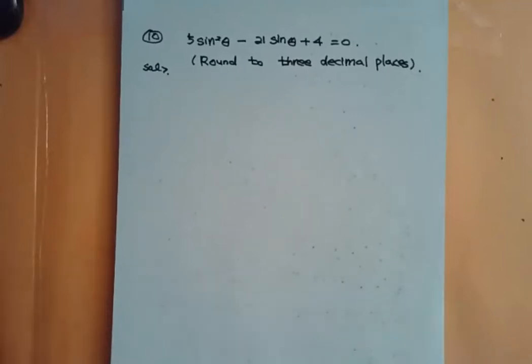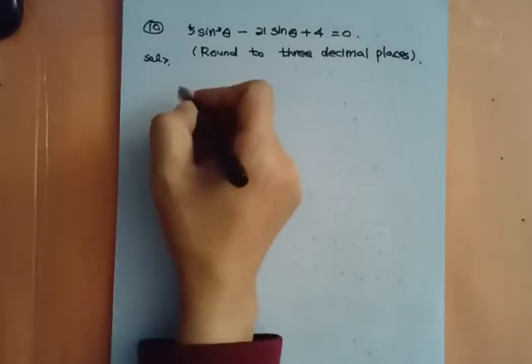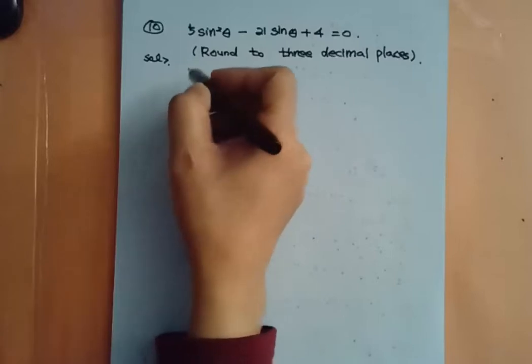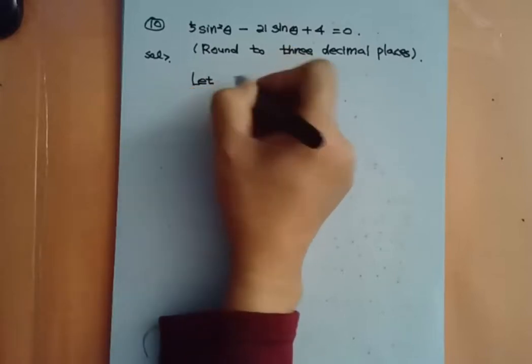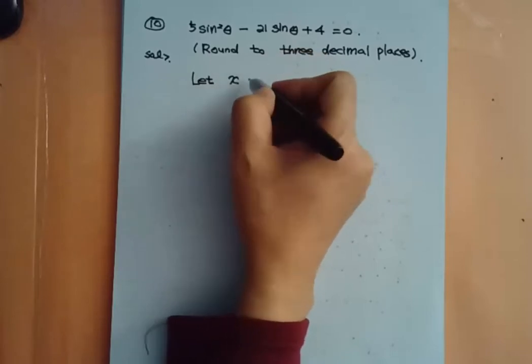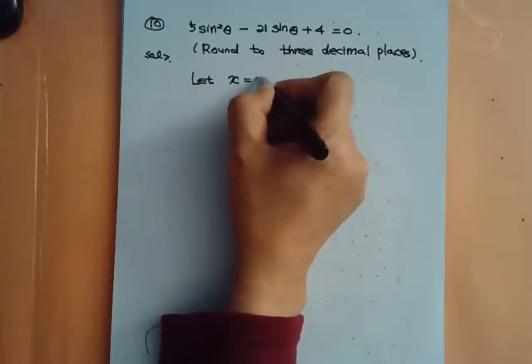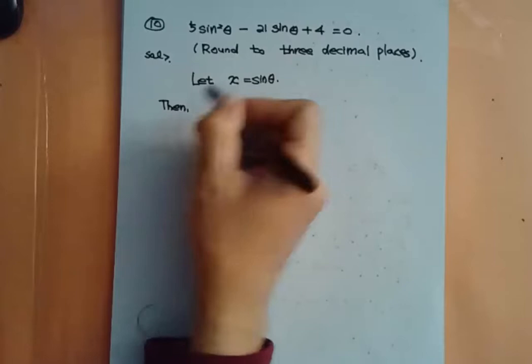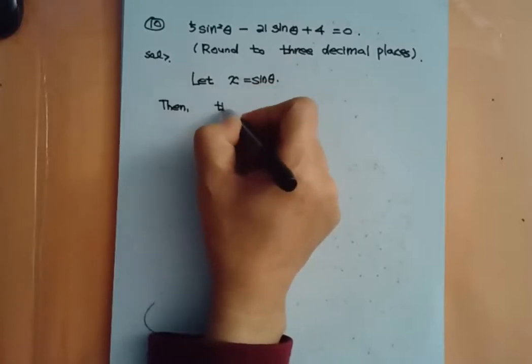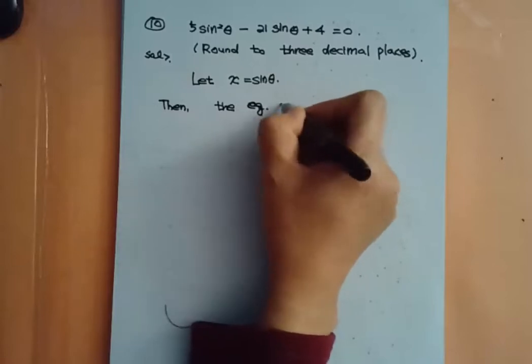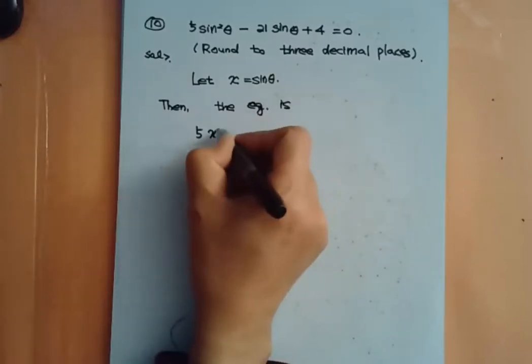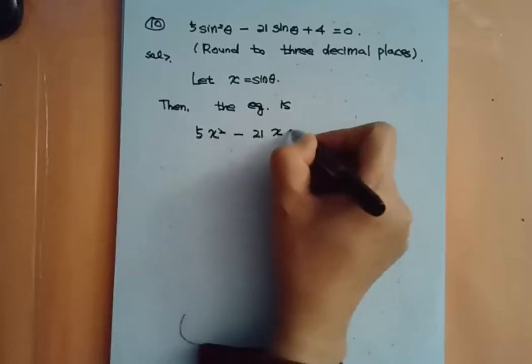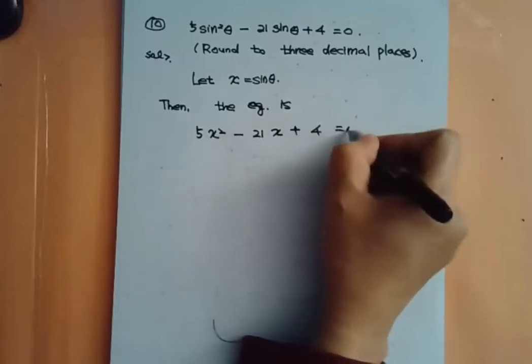So this time we are talking about the quadratic form of the equation. So what we will do is we will do a substitution to make the equation look simpler. So x equals sine of theta. Then the equation is 5x squared minus 21x plus 4 equals 0.